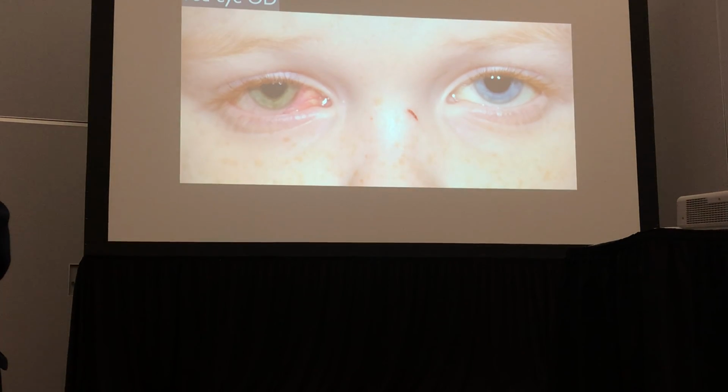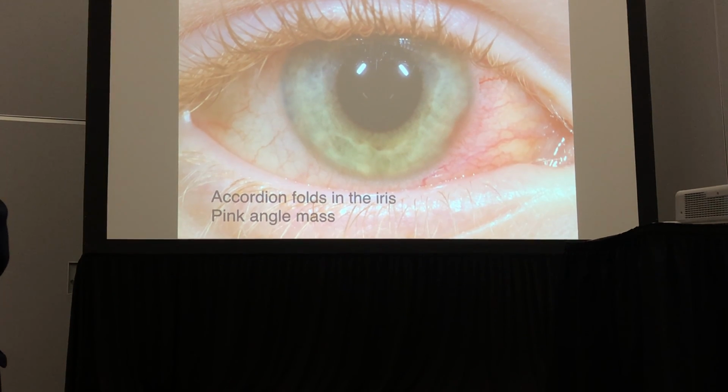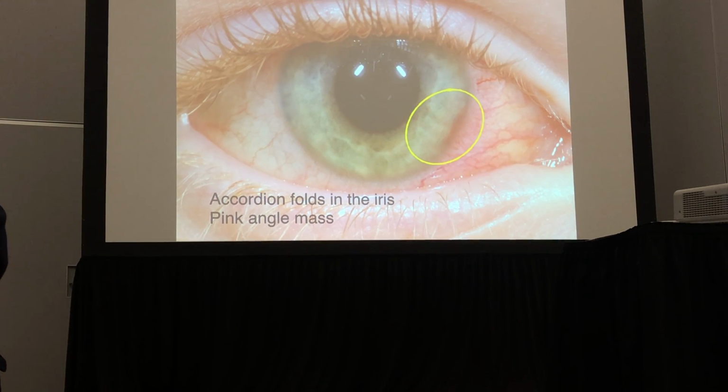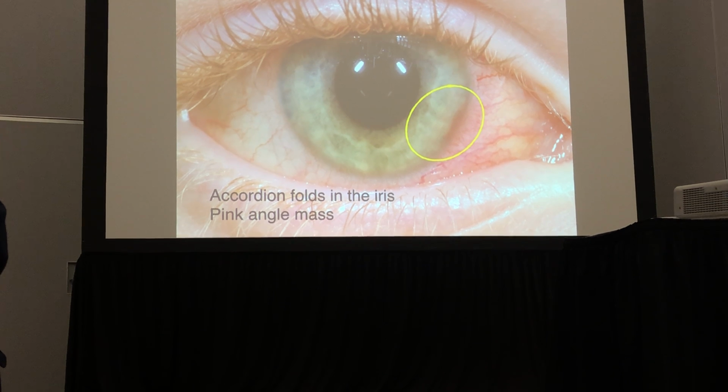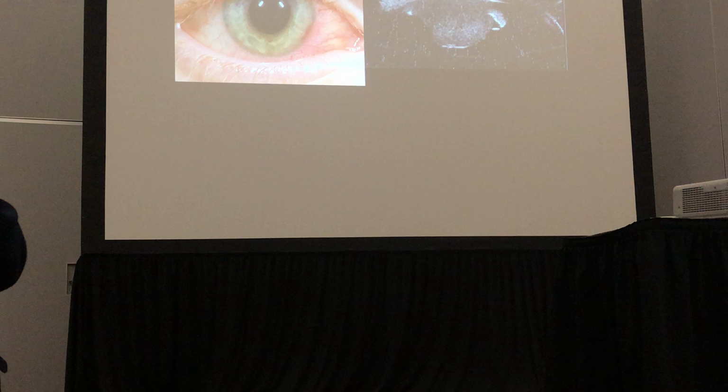Case number 4, 6-year-old boy, red eye, right side. You can see the red eye, but those of you who are really sharp might notice that there's a mass there in the iris, pushing the iris, causing accordion folds. We were a little bit unsure what this mass was.